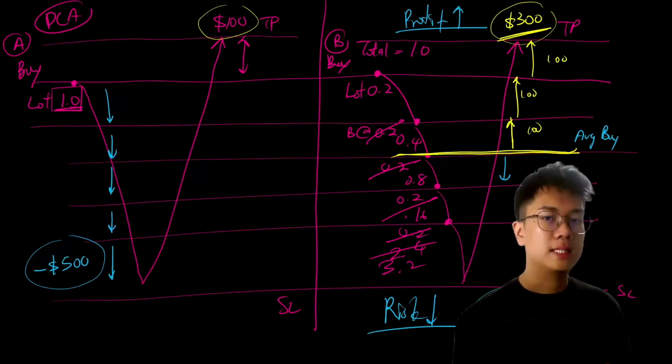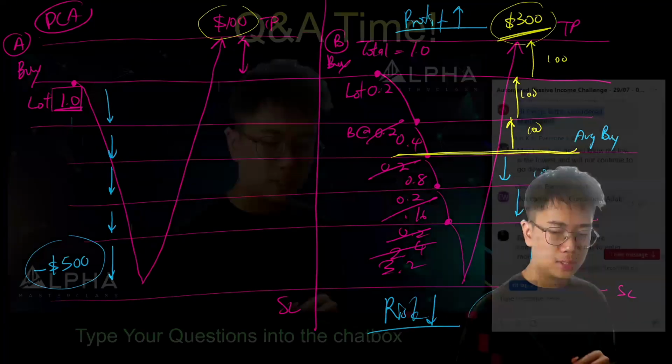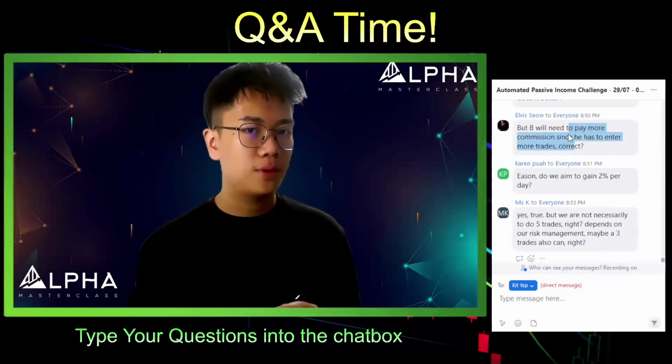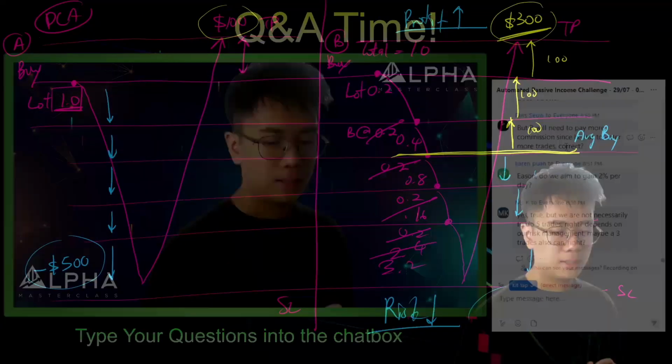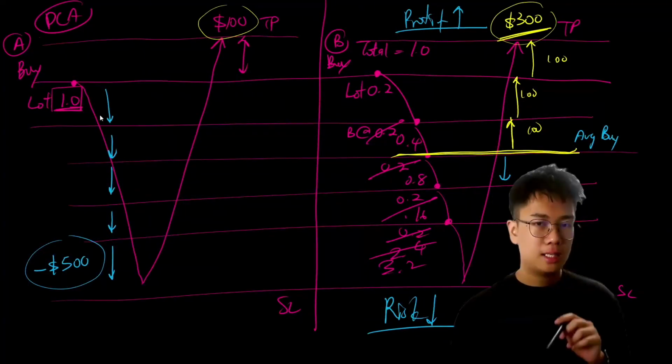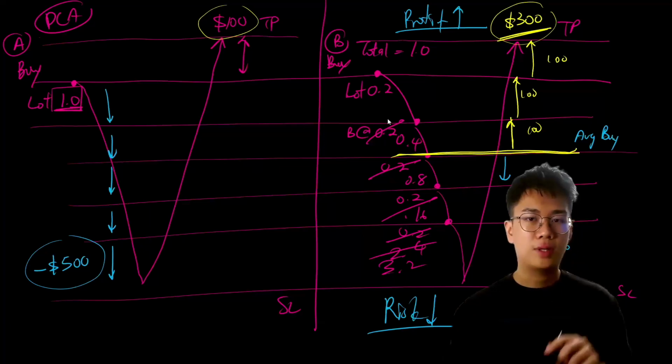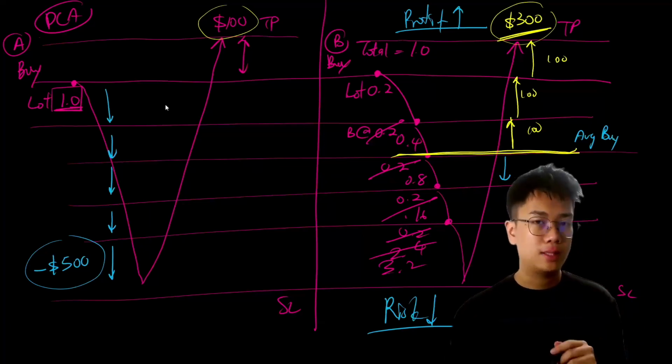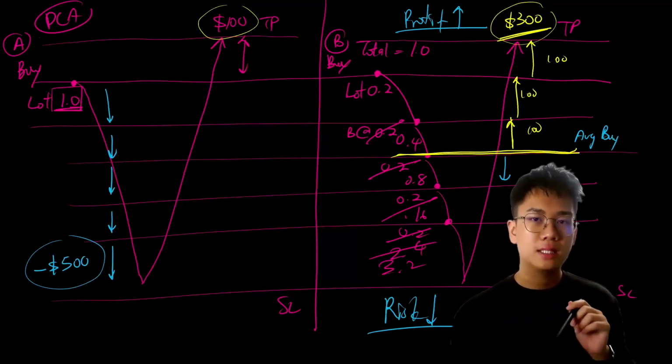Can a bot do this? Yes, can. ADA can do this. Scalping can do this. But B needs to pay more commission since there are more trades entered. Correct? Wrong. A is paying commission for one lot. B is also paying commission for one lot, because all of the trades here sum up to be one lot. So both A and B have the same commissions.